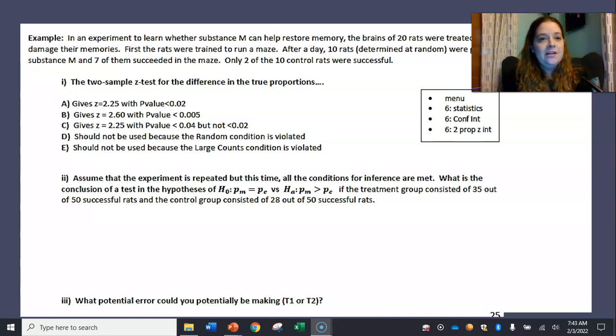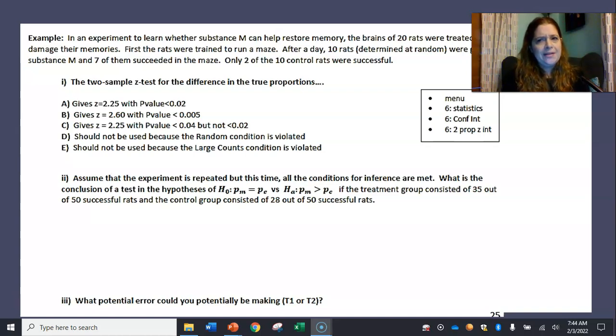Here we go. In an experiment to learn whether substance M can restore memory, the brains of 20 rats were treated to damage their memories. First, the rats were trained to run a maze. And after a day, 10 rats, which were determined at random, were given the substance M, and 7 of them succeeded in the maze. Only 2 of the 10 control rats were successful.